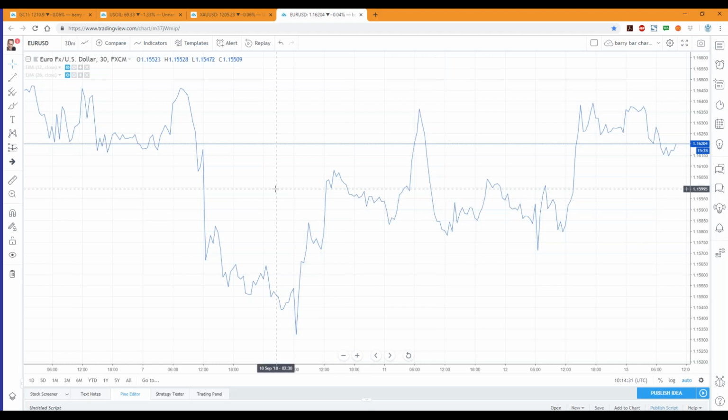So we're looking at the Euro USD, and this is a current live chart for the Euro USD 30-minute time frame in the live markets right now. So as you can see, we're looking at a line chart.